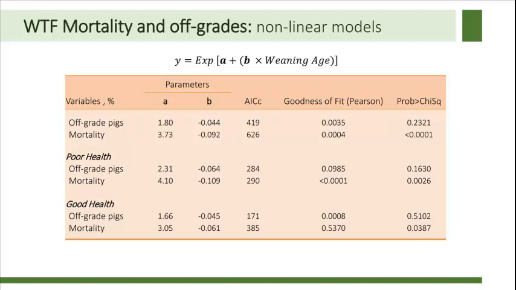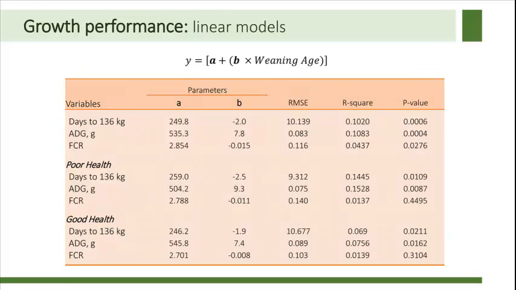Just to show the coefficients of the non-linear models used for the mortality and upgrades, that's the function we believe was superior to the linear function, and the coefficients present the goodness of fit and the significance. For all the data, poor health and good health. Same for the linear models for growth rate, that include average daily gain, the days for pigs to reach market, and feed conversion, for all the data, and for data that was poor health and good health.